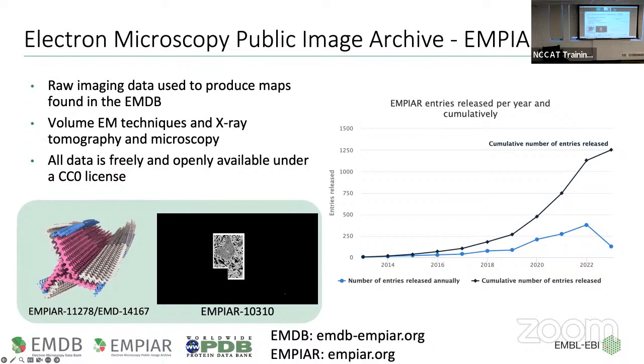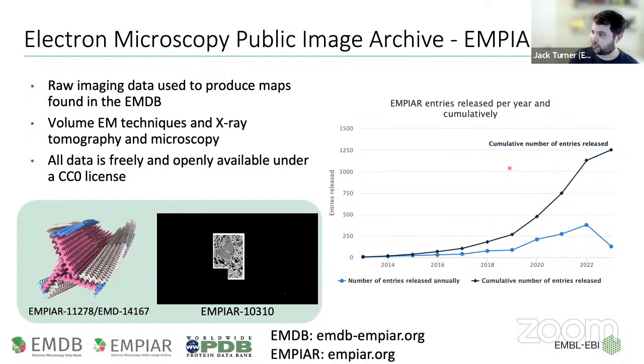On the right-hand side here, I've got a similar graph to the one I showed on the EMDB, where we've got the cumulative number of entries released, as well as the number of entries released annually. And you're seeing similar trends here with a linear increase year on year, but it's much smaller numbers. It's not mandatory to deposit to EMPIAR. You don't have to do it, but if you do it, it will support the field as a whole.